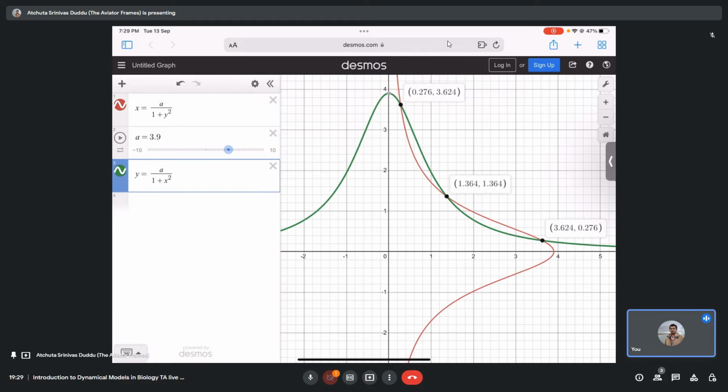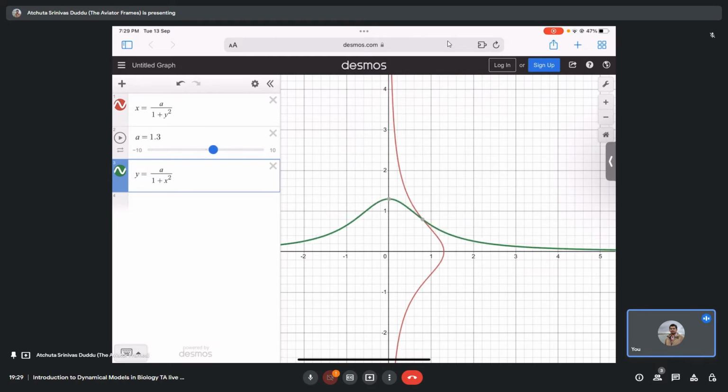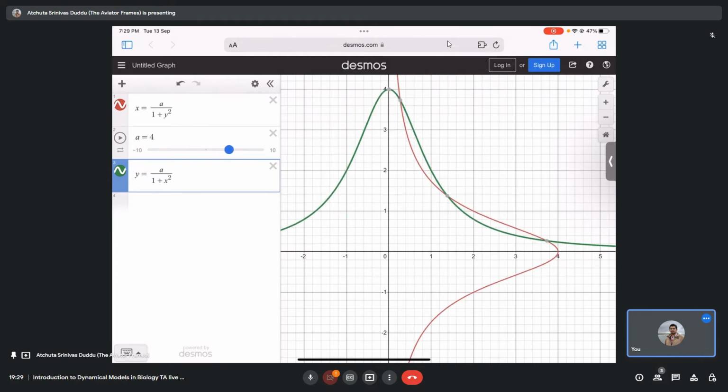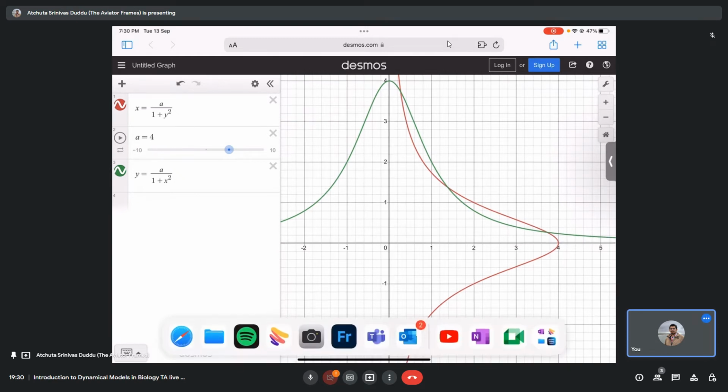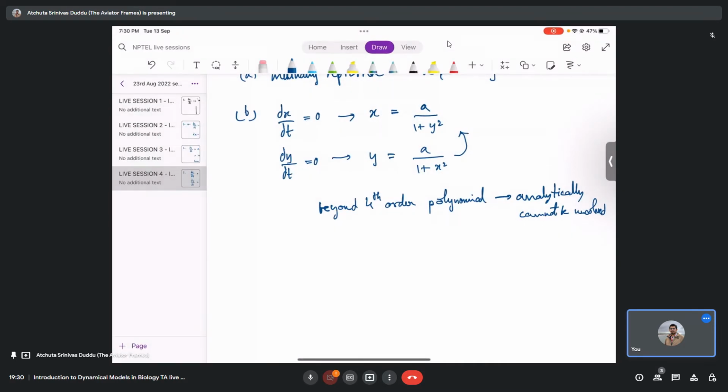So we see that as we change a, considering it as the bifurcation parameter, the number of steady states is changing from 1 to 3. So from this we see graphically that the a parameter is a bifurcation parameter, that is, bifurcations are present. So that concludes the B part of the sixth question.